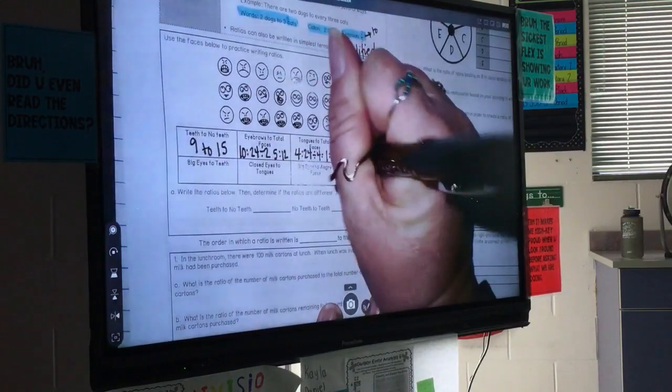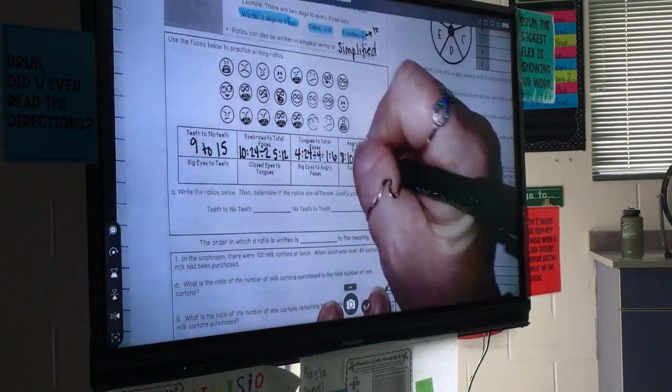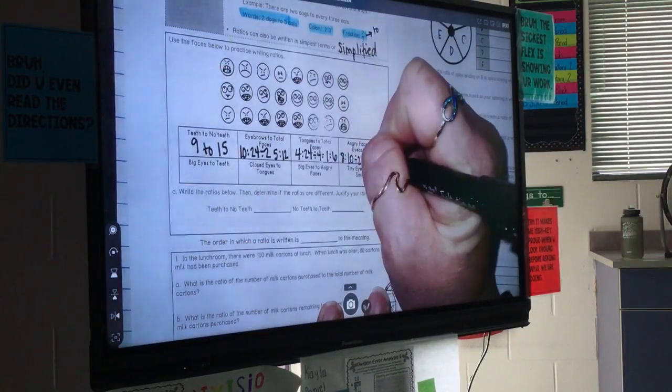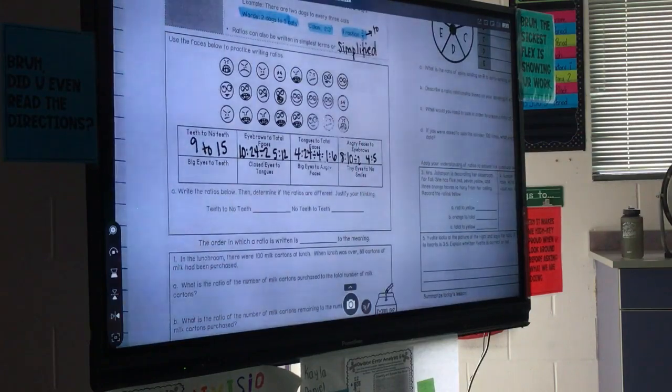What can we simplify 8 and 10 by? Emma. 2. Divided by 2, so we end up with 4 to 5. All right, you guys are doing the bottom 4 independently. Bottom 4. Stand up when you're done.